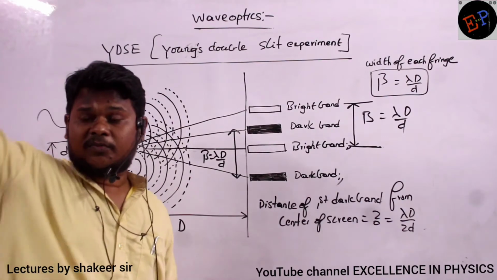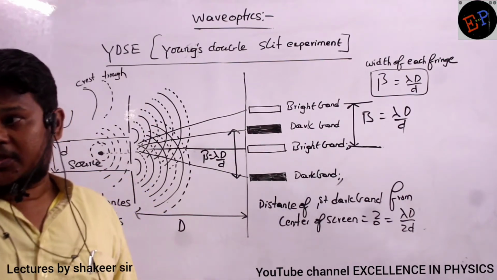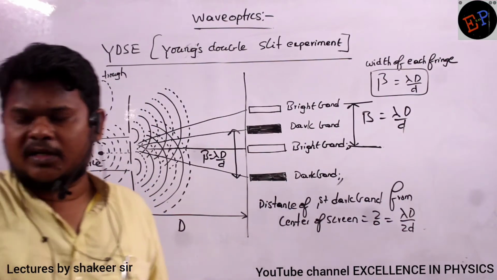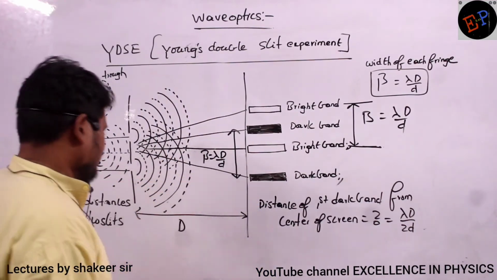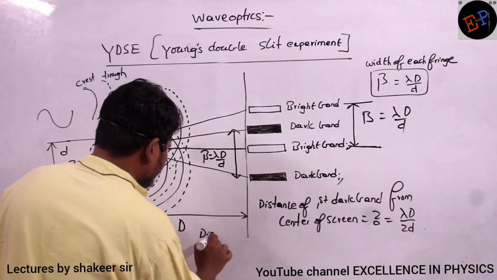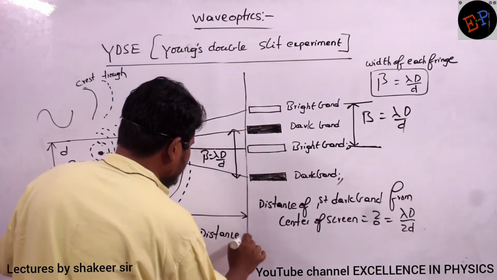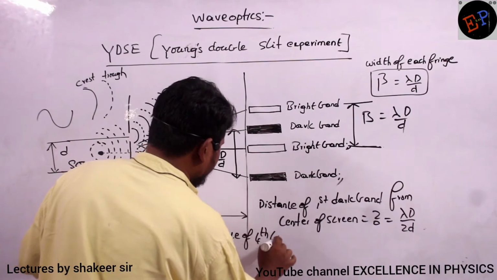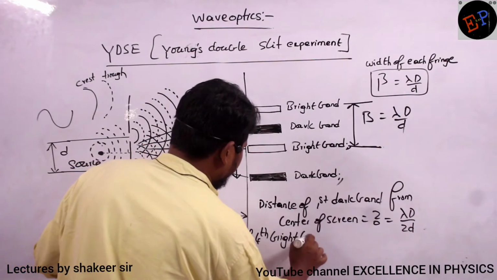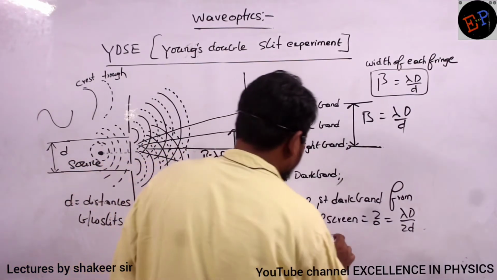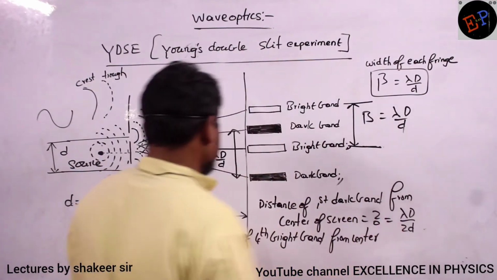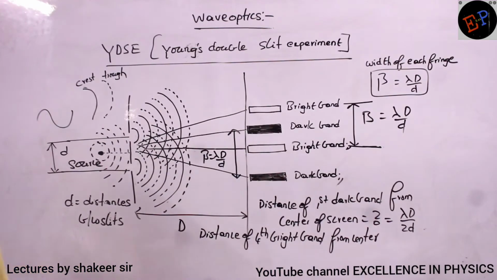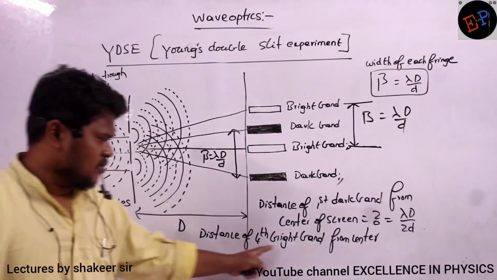So like this you can go on calculating. You will get a fourth bright band at how much distance? Sixth dark band at how much distance? Like this you can continuously do the calculation. Are you able to understand? Now some more questions. Distance of fourth bright band from center. Can you say? Distance of fourth bright band from center.